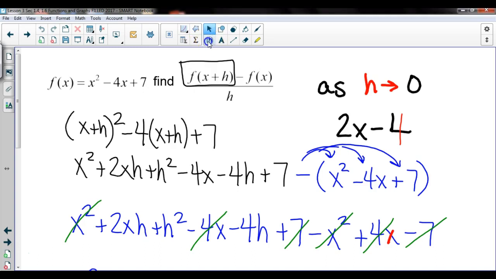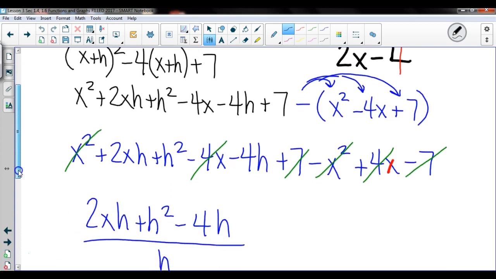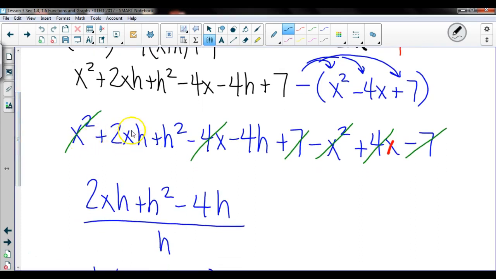Using the difference quotient, you would do this first part, so f of x plus h, and that would be x plus h squared. Anywhere we see an x, we replace it, minus 4 times x plus h plus 7. So this first part goes with f of x plus h, and then minus f of x, always put it in parentheses so that you'll distribute, okay? And then we simplify, so x squared cancels because it's plus and minus x squared, 7, negative 7, 4x, negative 4x, and this is what we get.